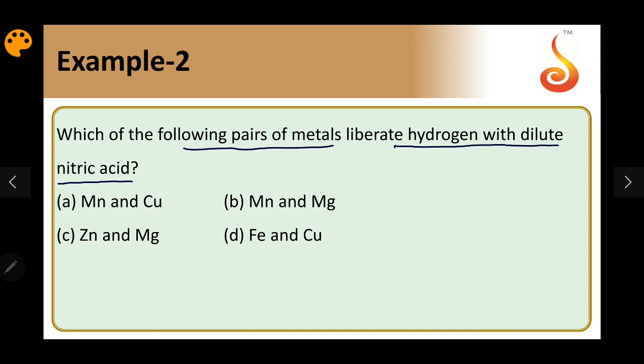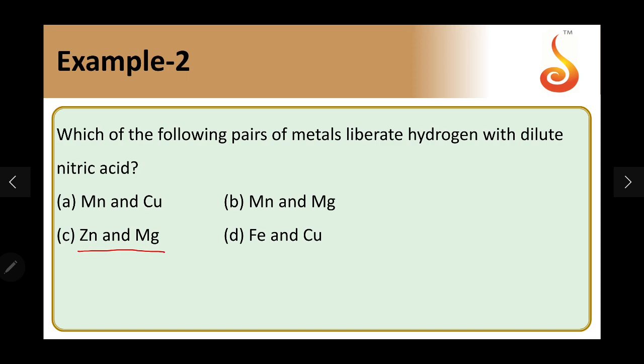But metals which are amphoteric like zinc and magnesium, when they react with very dilute nitric acid, they liberate hydrogen as the product. So if we take among the given options, the amphoteric metals, that is zinc and magnesium, will be the ones which will give hydrogen with nitric acid, which can further combine with nitric acid to form ammonia. Then ammonia reacts with nitric acid again to form ammonium nitrate as a byproduct.